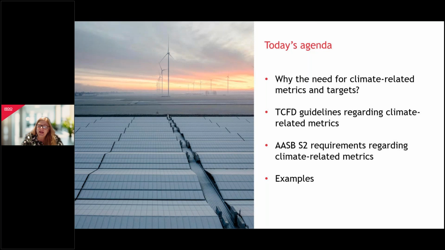regarding climate-related metrics. Maybe something to note here, in the second section when we talk about the TCFD, it's guidelines, it's voluntary, it's recommendations, quite high level. When we go to AASB S2, it becomes requirements. If you fall within that mandatory regime with the Australian legislation, it's no longer voluntary, and therefore we now have mandatory requirements. And then finally, we have a number of examples.